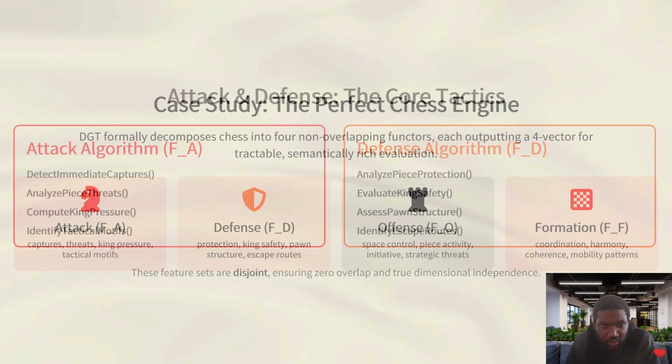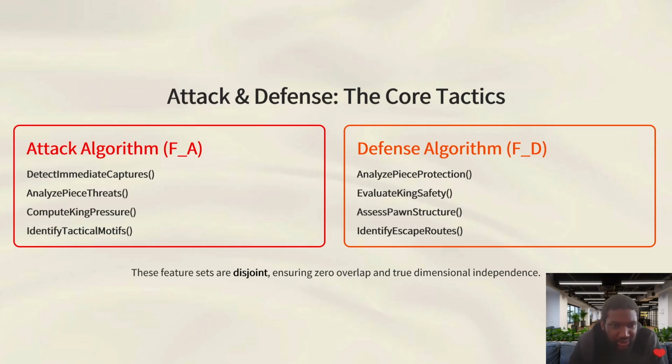Okay. Attack and defense, the core tactics. Basically this is an algorithm: function A, or function D. Now, this is F, the function for defense. Detect immediate captures, like pawns, rooks; analyze speed threats, compute king pressure, identify tactic motive. The motive is like the payoff of what the enemy is trying to do, but I'm going to exploit that with an attack.